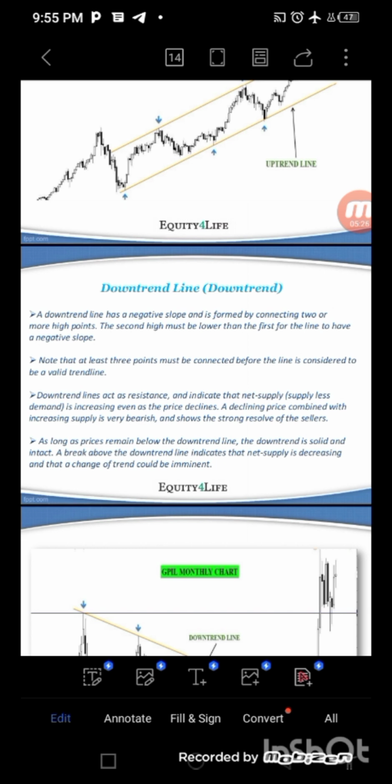The second point must be lower than the first for the line to have a negative slope. Note that at least 3 points must be connected before the line is considered to be a valid trend line.